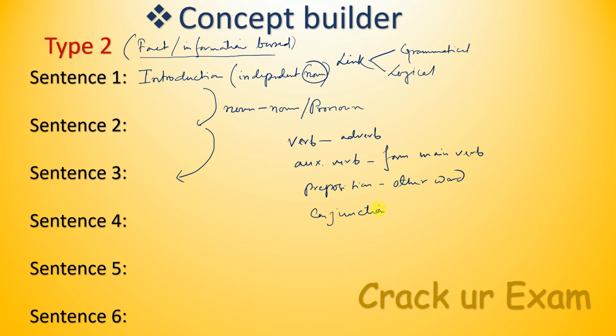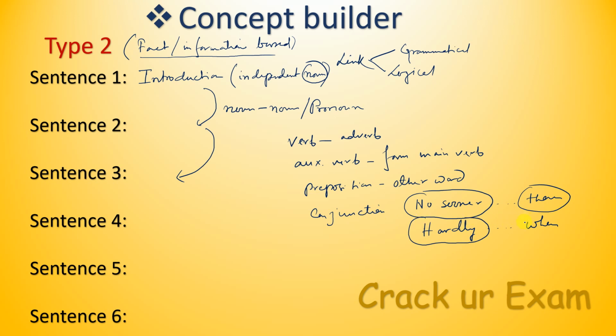As you know, there are some conjunctions. Suppose, for example, no sooner is a conjunction, and you all know no sooner is followed by than. So if in a certain sentence there is no sooner, then in the next sentence there must be than. So you can identify. Similarly, there is a conjunction called hardly, which must be followed by when. So if in any sentence there is the word hardly, then the next sentence must have when if it is used as a conjunction.